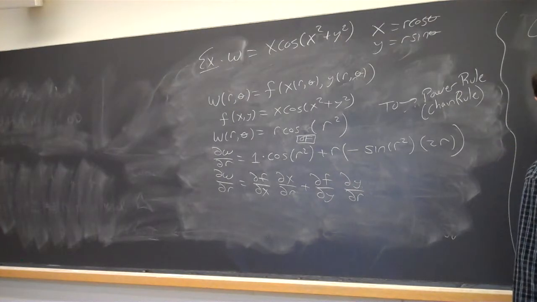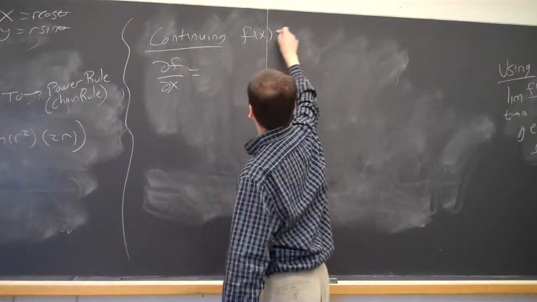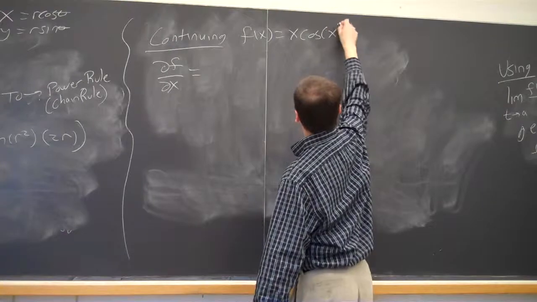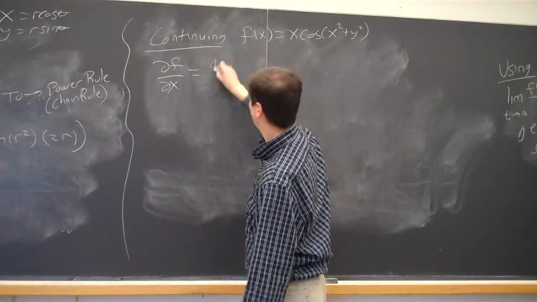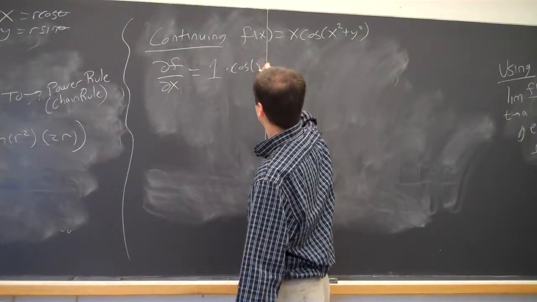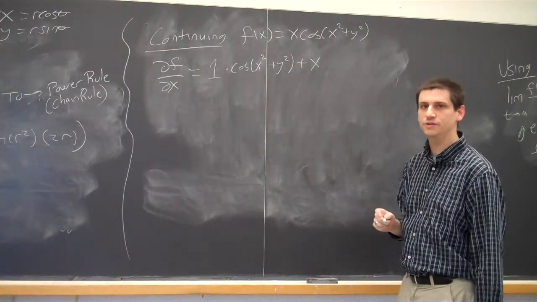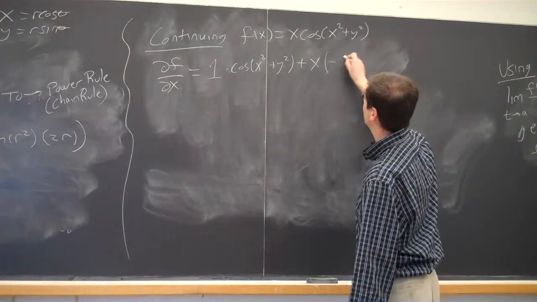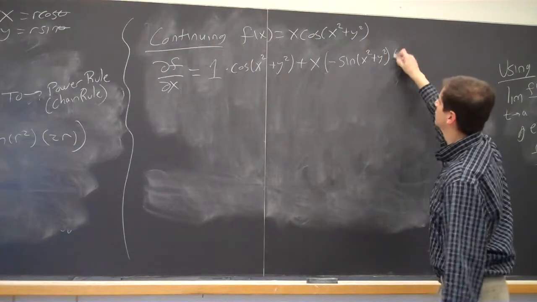So continuing, df dx. If I look at what's going on, what is df dx going to be? I have the function f of x is x cosine of x squared plus y squared. First I take the derivative with respect to x, so I get 1 times cosine of x squared plus y squared, plus x times the derivative of cosine of x squared plus y squared, which is minus sine of x squared plus y squared, times 2x.